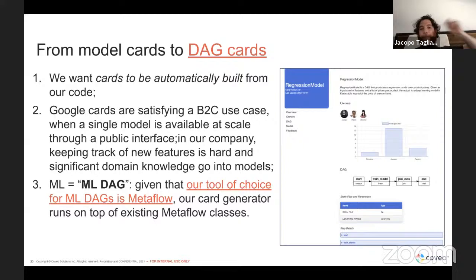Since, as we said, ML is not really ML, but always an ML pipeline, what we wanted to do is to take this idea of a model card and apply it to the entire DAG, to the entire transformation that our model goes through in Metaflow, okay? So the actual form of our library is basically a script that runs on top of Metaflow classes and takes as input a Metaflow class and automatically generates a model card.